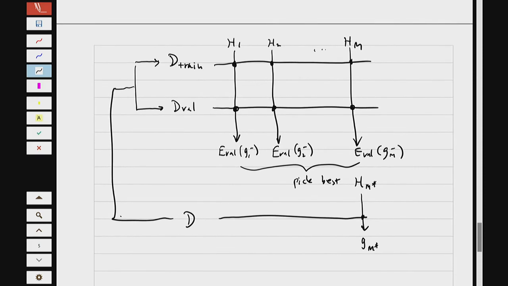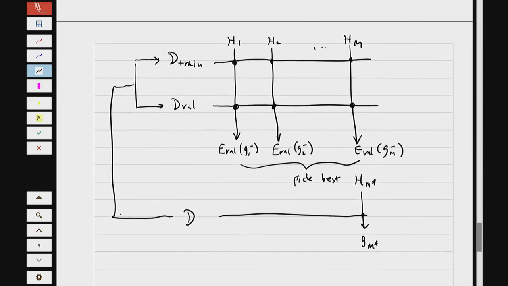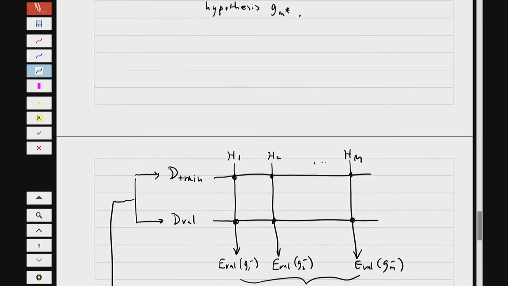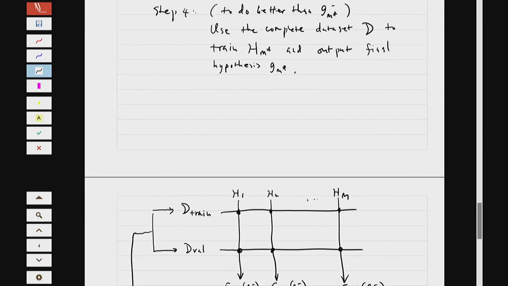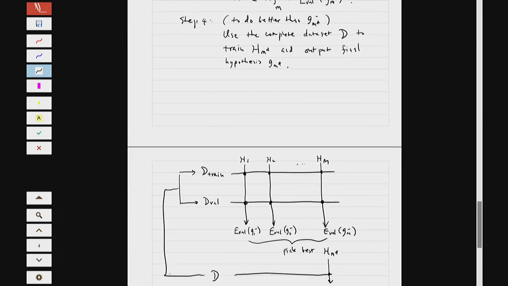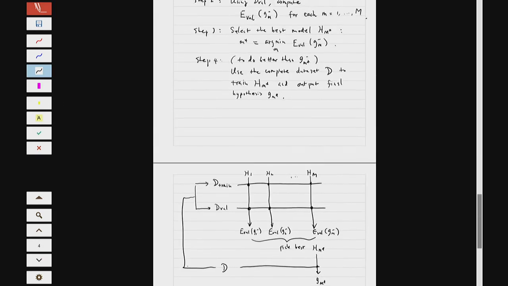So this is the model selection. Anyway, I don't have enough room to show everything. Now the question is, why do we do this? If we have all of these hypotheses already, inside H1, H2, H3, and so on, why not just put them all together and pick the best one among all of them?